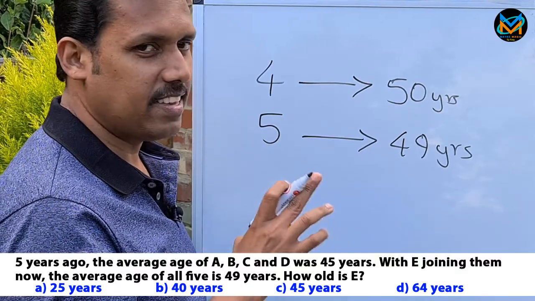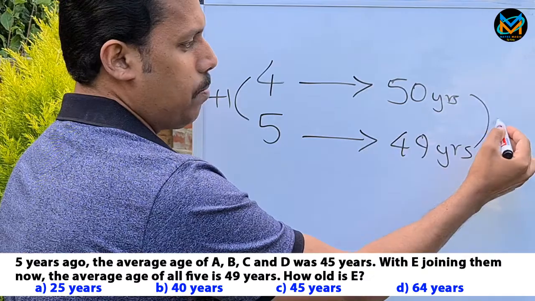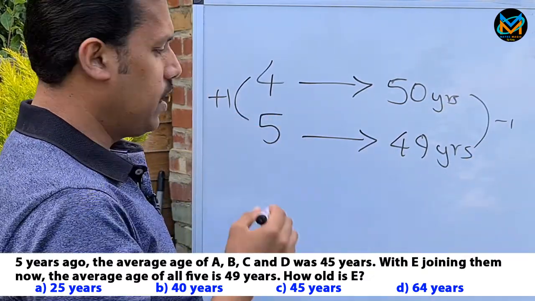Just use the same technique, same trick. First, find the difference here and find the difference here. Minus 1 is coming down, so here plus 1. So how do you find it?